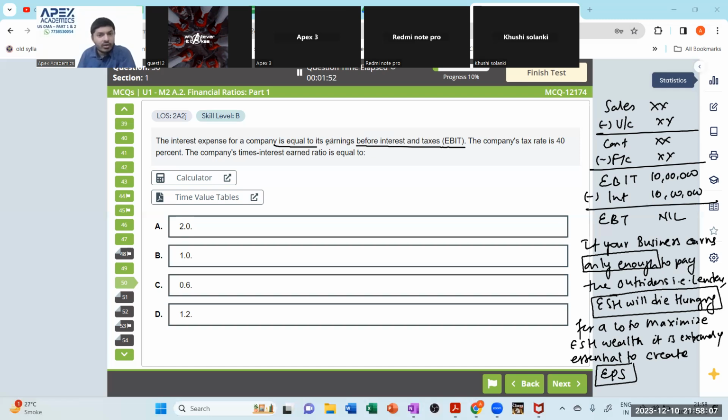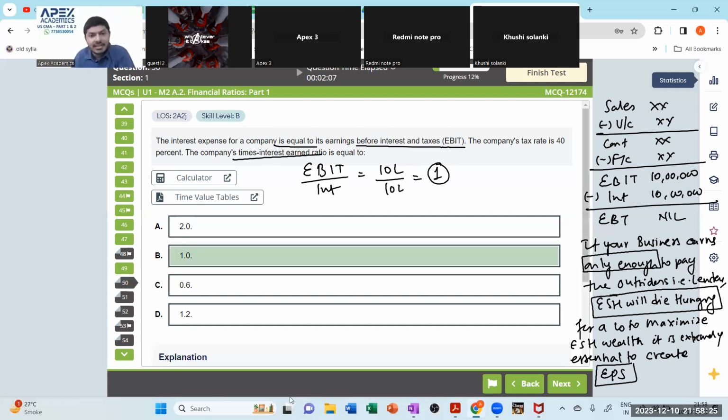EBIT is equal to its interest. Therefore, EBIT upon interest is equal to 10 lakhs upon 10 lakhs, which is 1 time. The times interest earned ratio is equal to 1. But over here, I am not interested in the times interest earned ratio. I am interested in this crucial concept. What is that crucial concept?